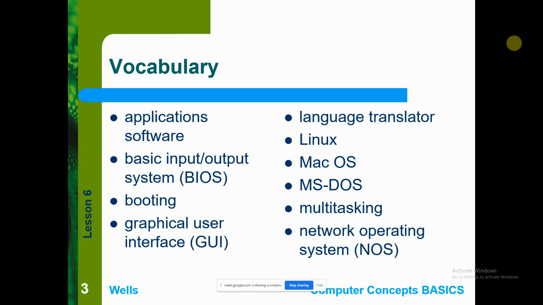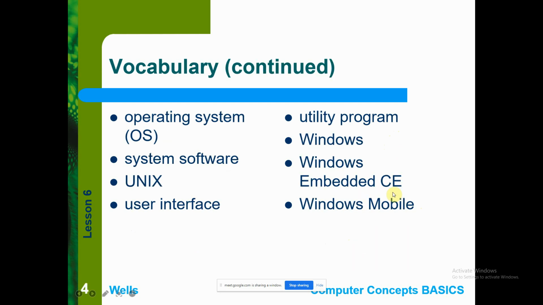The basic input output system, or BIOS, application software, booting, GUI or the graphical user interface, language translator, the Linux, the Mac OS, MS-DOS, multitasking, the NOS or the network operating system, and the system software, Unix or other user interface, utility program, and of course the Windows, our commonly used OS: Windows, embedded CE, and Windows Mobile.